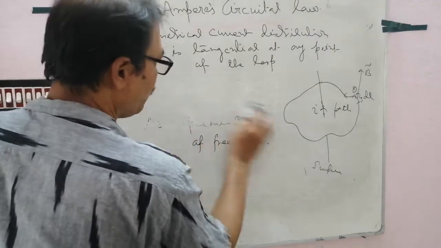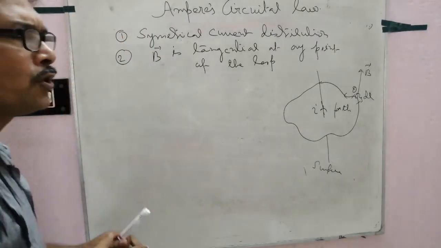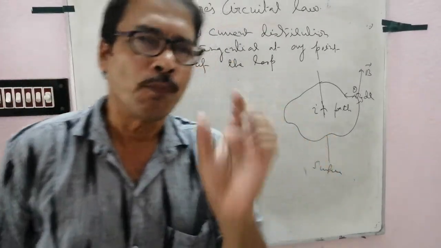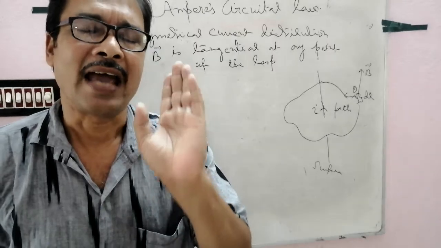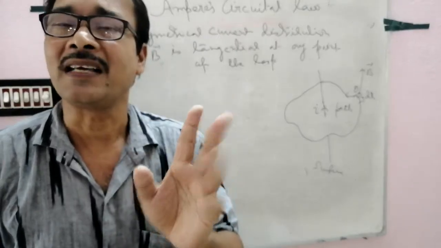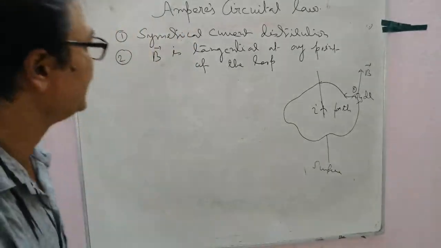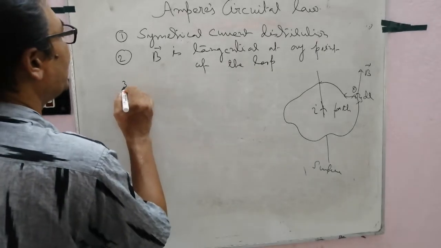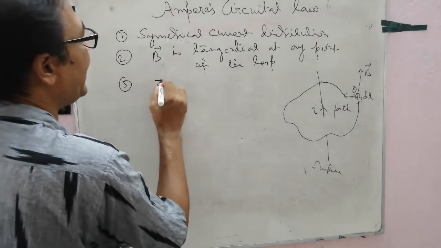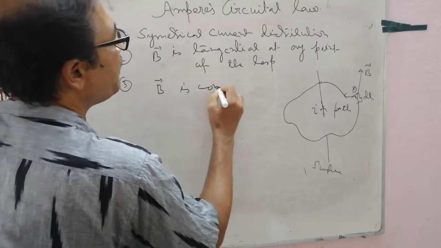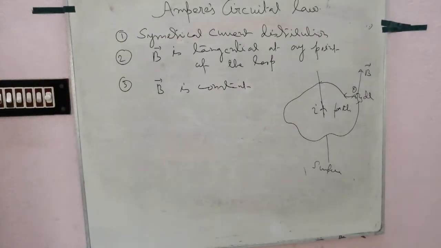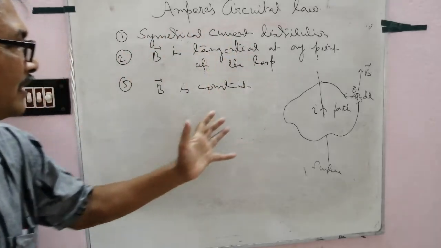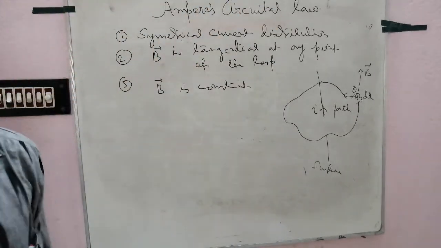B dot dl equals mu 0 I, where mu naught or mu 0 equals 4 pi into 10 to the minus 7 Tesla ampere to the power minus 1 meter. In my previous class I discussed this. And number 3, B is constant or maybe 0. So this is the limitation.